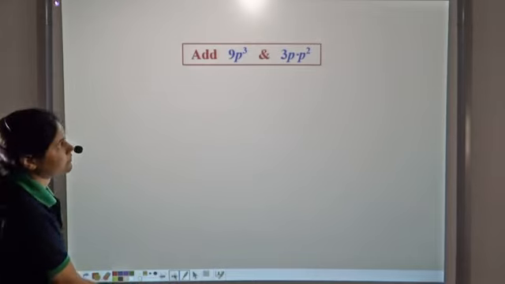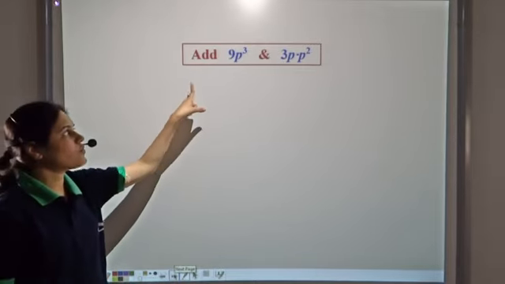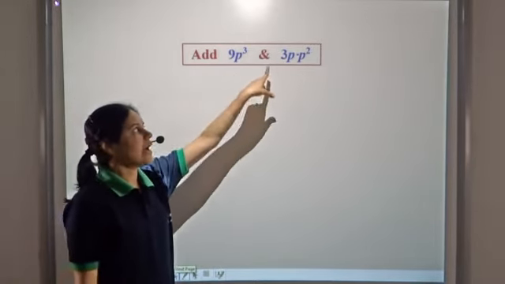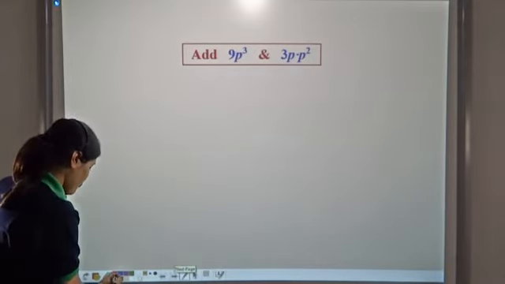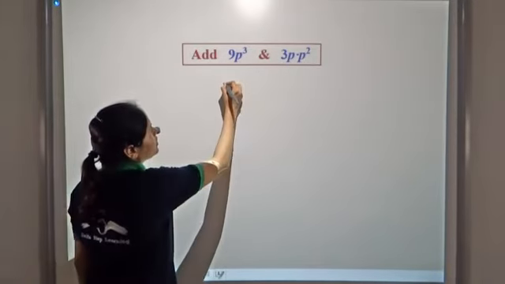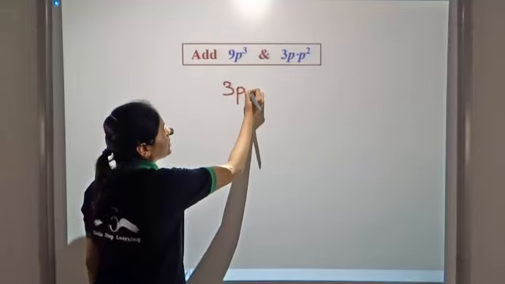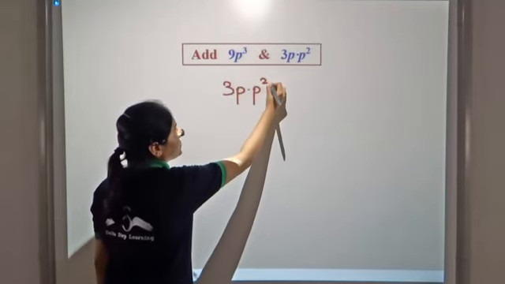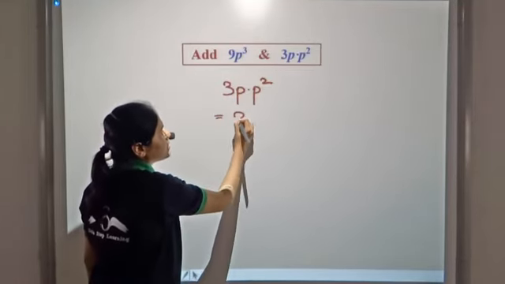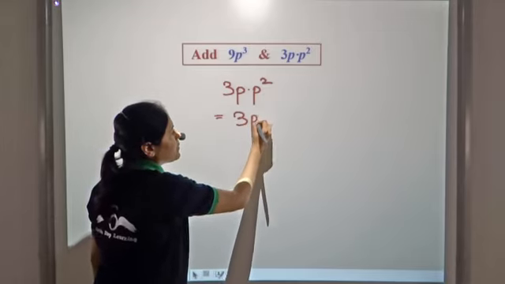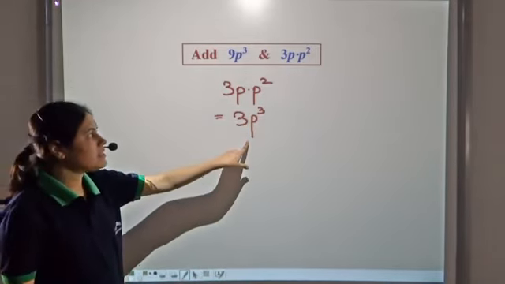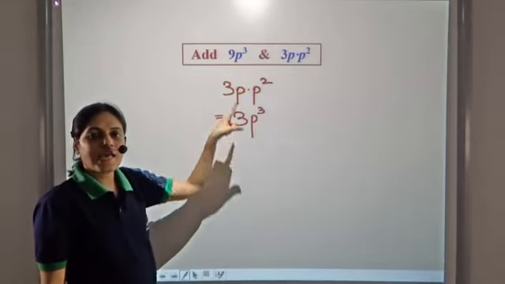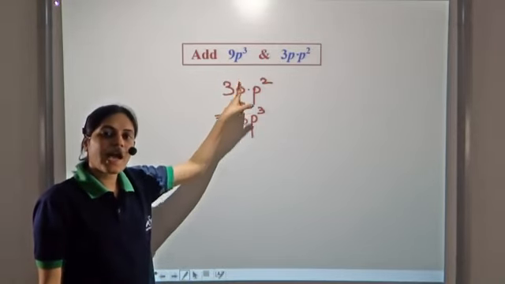Now we need to add 9p cube and 3p into p square. 3p into p square gives us 3p cube. Again, this and this are like terms, so they can be added.